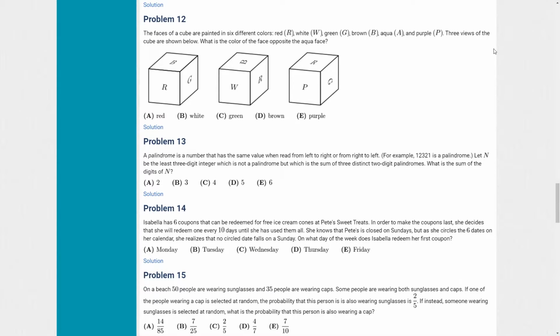Problem number 12. The faces of a cube are painted in 6 colors: red, white, green, brown, aqua, and purple. 3 views of the cubes are shown. What is the color of the face opposite the aqua face?